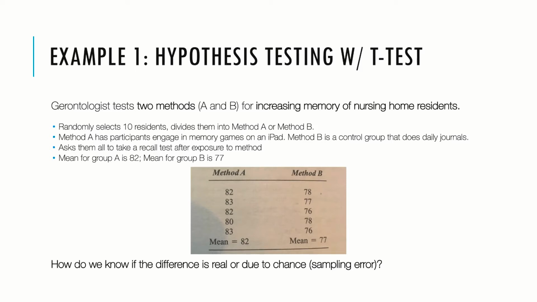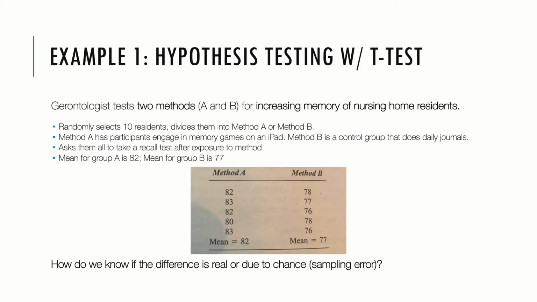Right? And at the end, we find that the mean for group A, the memory games on an iPad group, had a mean recall of 82, right? So let's say this is scaled from 0 to 100. They had a mean recall of 82. Group B, the daily journal group, had a mean recall of 77. Now we might ask, is this a difference? Well, if we look, 82 and 77 are not the same, right? So if we can agree on that, we know that there is a difference going on.